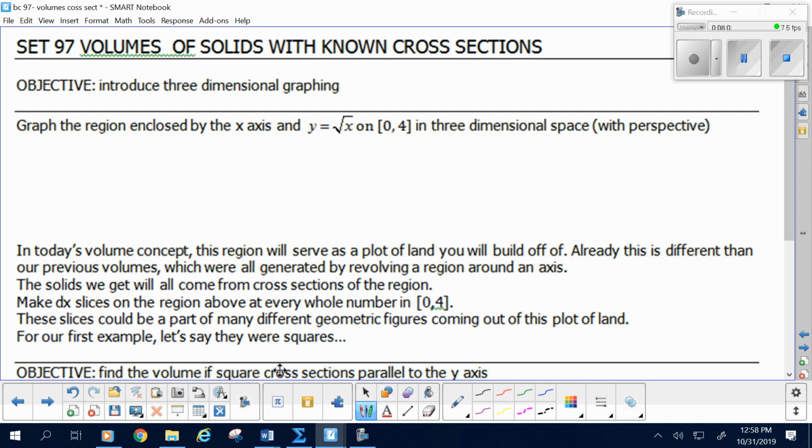Okay. Now, today is a totally different kind of volume. It's not a revolutionary volume. It's more of a cross-section volume. Cool, you'll love it. And we're going to start by practicing left-hand graphing method. So, would you draw for me an x-axis? Okay? Now I'd like you to draw a y-axis at a slant, like this.